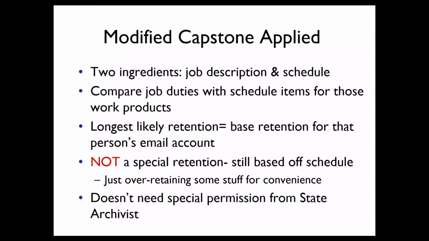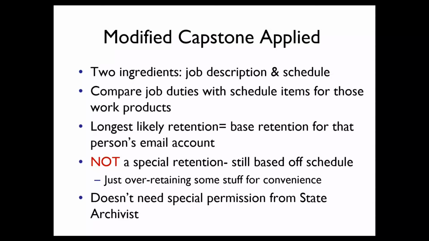So how does this actually get applied? Let's talk about that a little bit. Basically, there are two ingredients in how we would come up with a capstone retention in this case. We use the job description and the records retention schedule. The job description, as we know, may or may not be updated regularly, or may be a little inaccurate based upon reorganizations or things like that. So you do have to pay attention to what the person actually does. If your job description was written 15 years ago and you've since taken on 5 other duties, you need to account for that, and that becomes part of the tool you're using essentially.